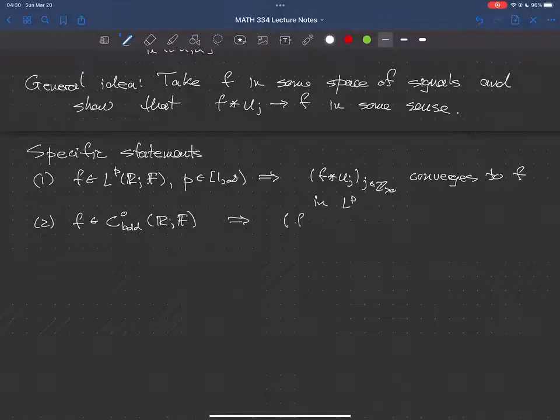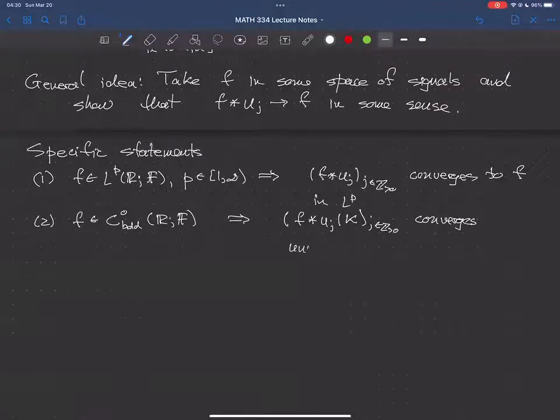You get that f convolved with u_j restricted to K, so K is going to be any compact set, converges uniformly to f restricted to K. Okay, so what this means is you get uniform convergence on any compact set.